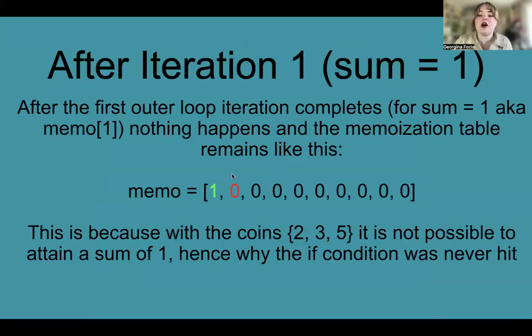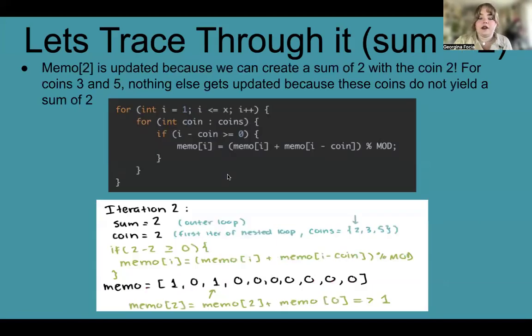So after iteration 1, our memoization table looks like this, where memo of 1 is equal to 0. And this is because with the coins 2, 3, 5, we did not find any possible way to create a sum of 1. Therefore, memo of 1 is equivalent to 0. So now we're going to trace through our second iteration, or sum equals 2.